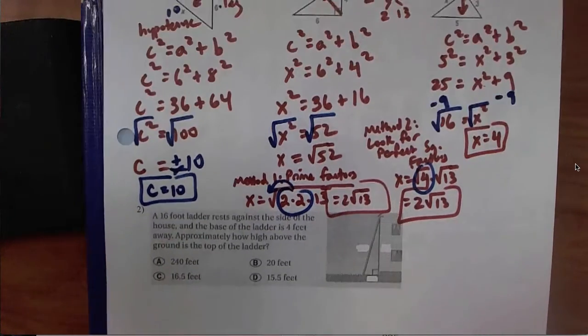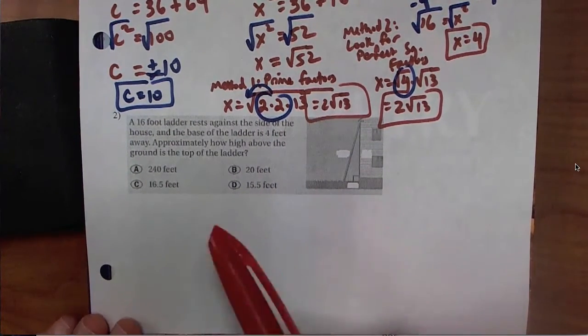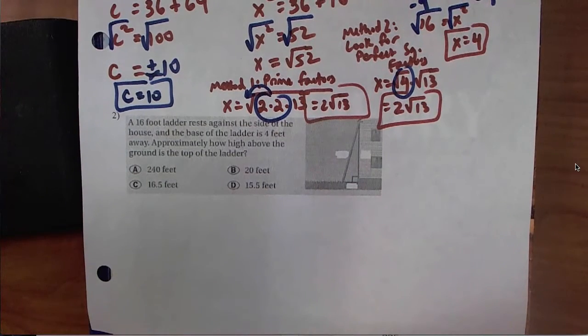Okay, so let's look at number 2. Why don't you go ahead and pause the video, see if you can figure out which answer this would be. So you have a 16-foot ladder. Where would the 16 go? The base of the ladder is 4 feet away. Where does the 4 feet go? How high above the ground is the top of the ladder? That's x. Where does the x go? Which one represents how high above the ground it should be? And what is our answer? Go and pause the video, see if you can do it.